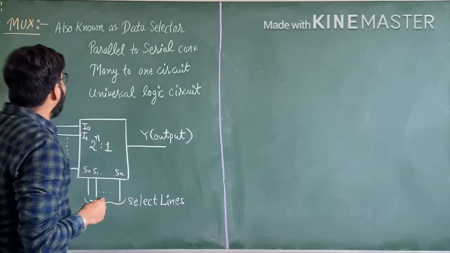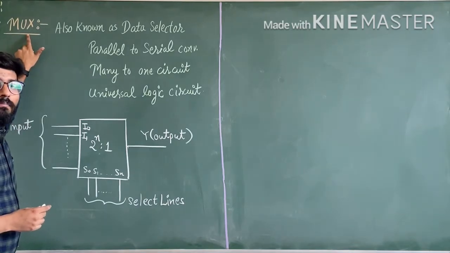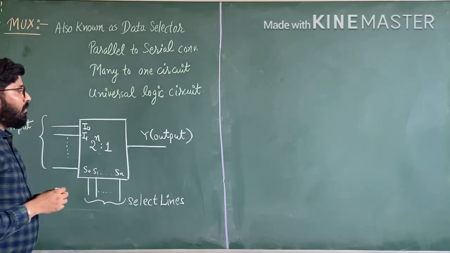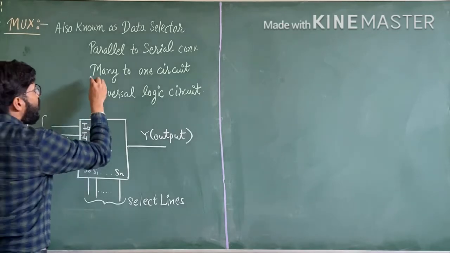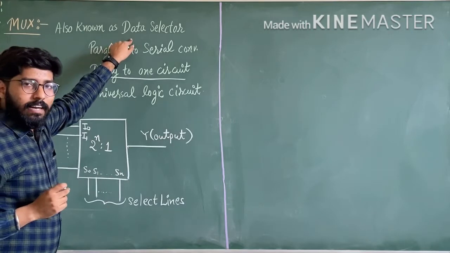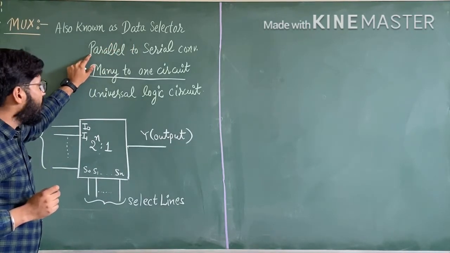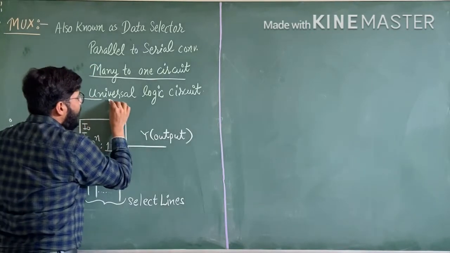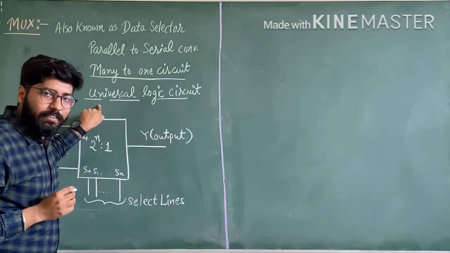Today I am going to discuss a very important topic, that is multiplexer. It is also known as MUX in short. MUX means it will have many inputs but only one output. That's why it is called a many into one circuit. It is also known as the data selector, parallel to serial converter, and universal logic circuit. The reason why it is called a universal logic circuit, I will explain later on in the video.